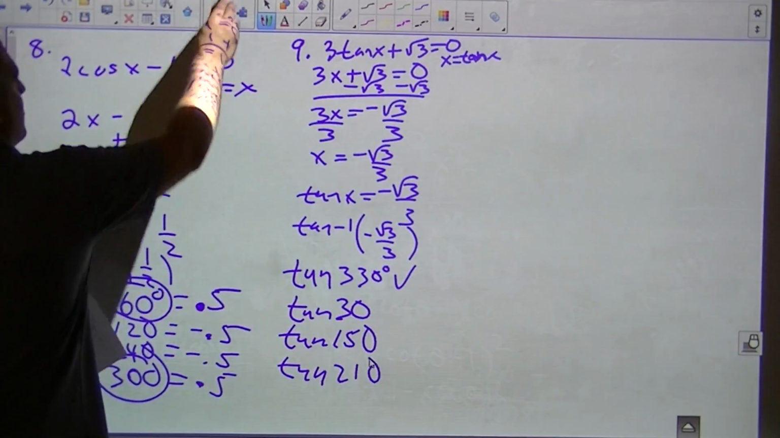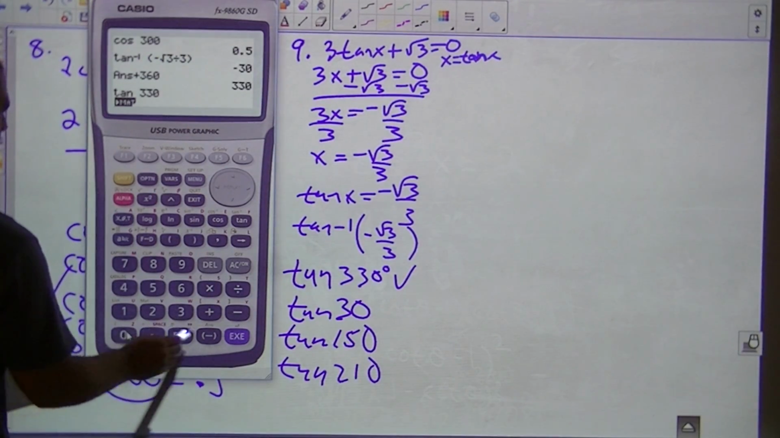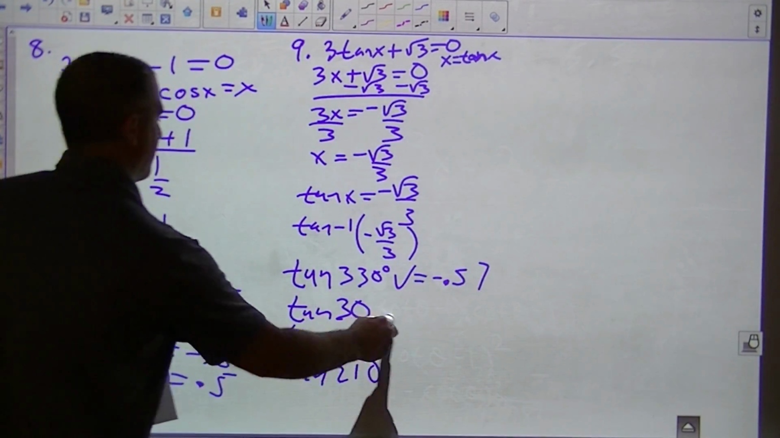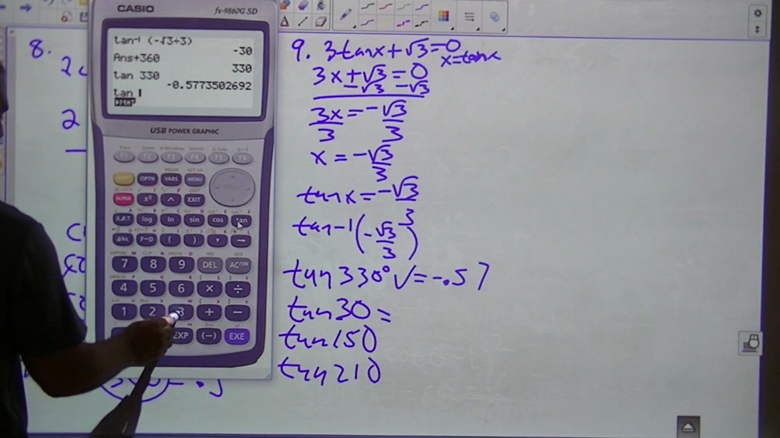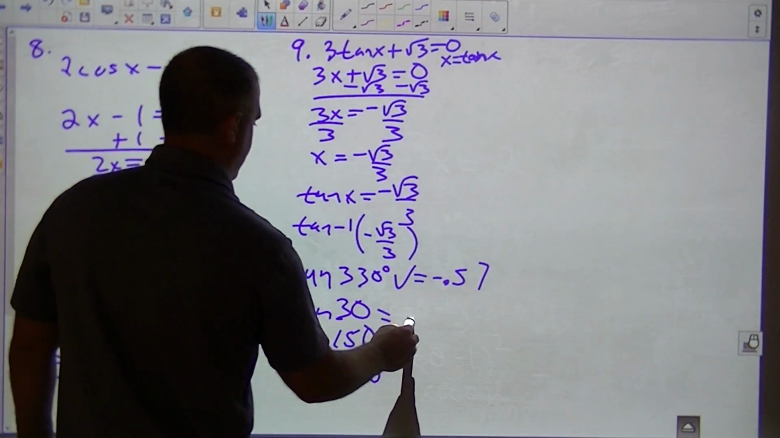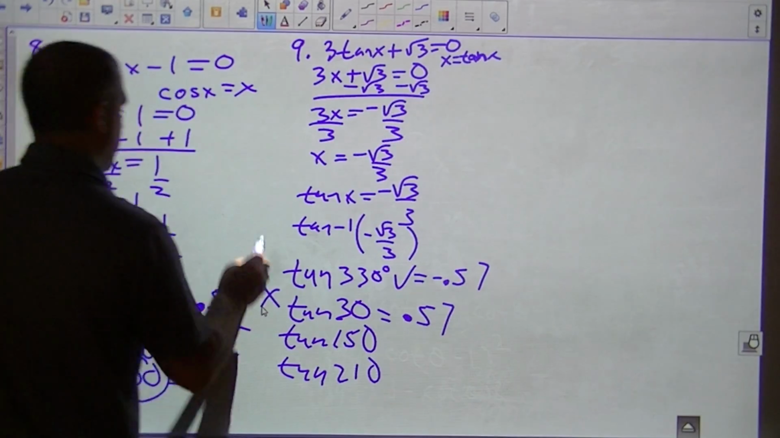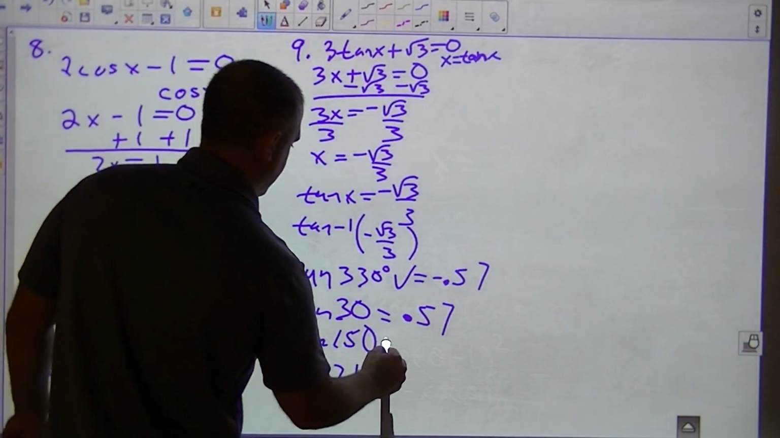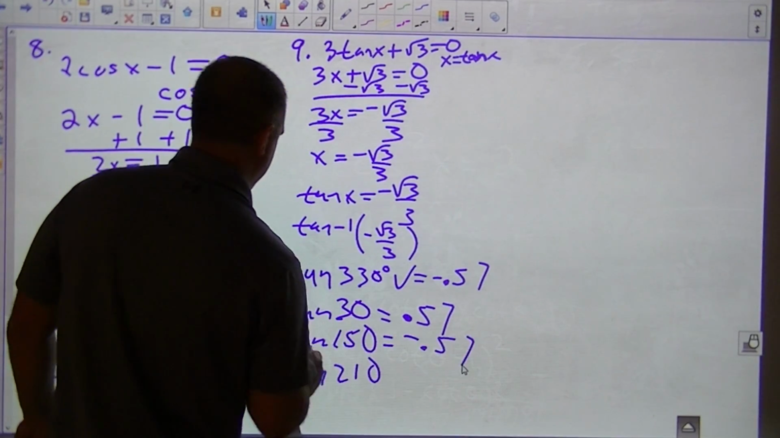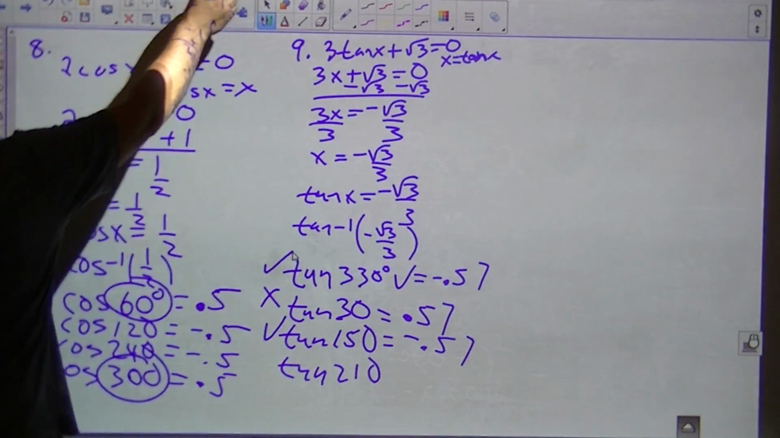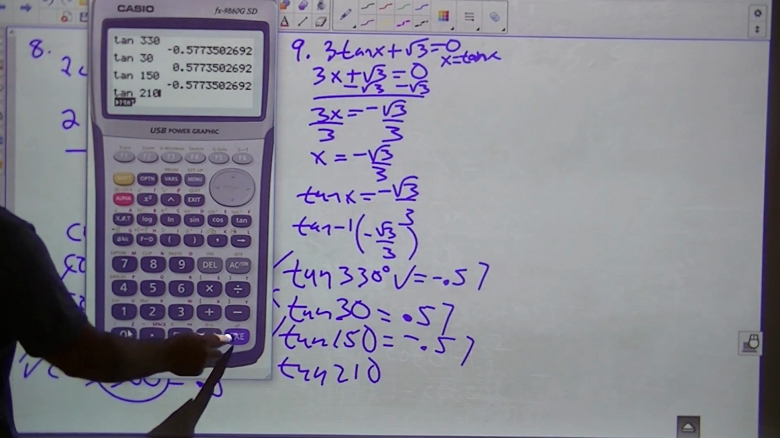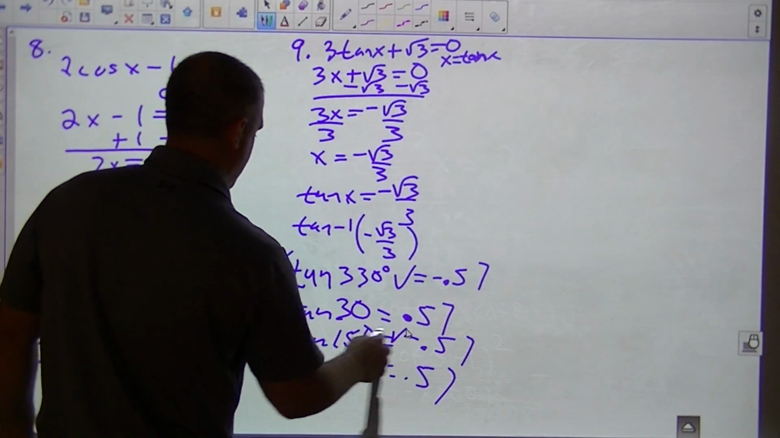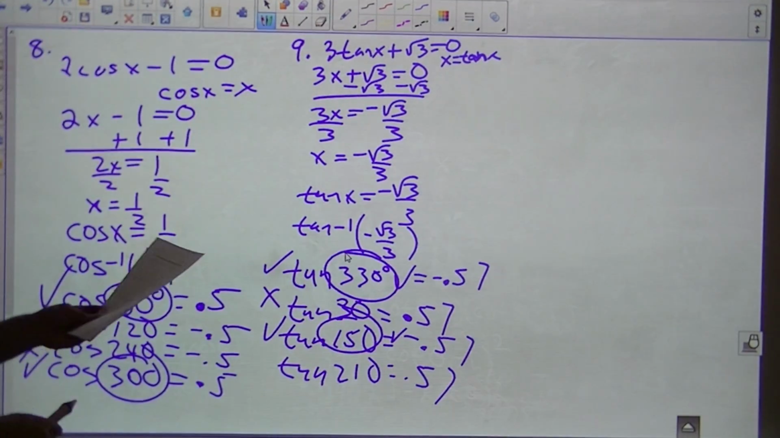Okay, now, let's figure out what the tan of 330 is. Just so you get a decimal. That's negative 0.57. So what I want to do is find the other one that gives me negative 0.57. Well, tan of 30 gives me 0.57. So that's no good. The tan of 150 gives me negative 0.57. So I think that's going to be another one that works. Okay, and then tan of 210 gives me 0.57. So as you can see, this has to match my original. So the two that worked were 330 and 150.